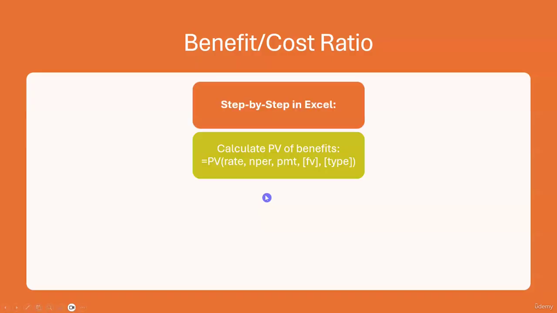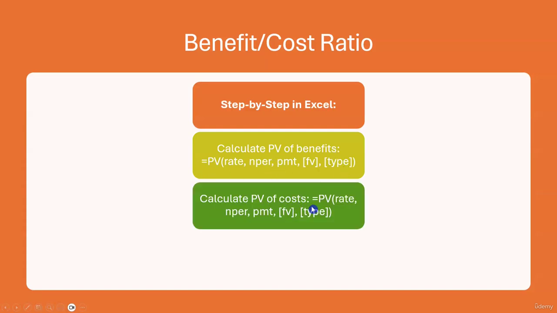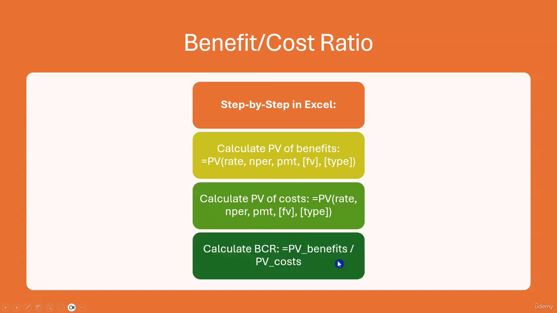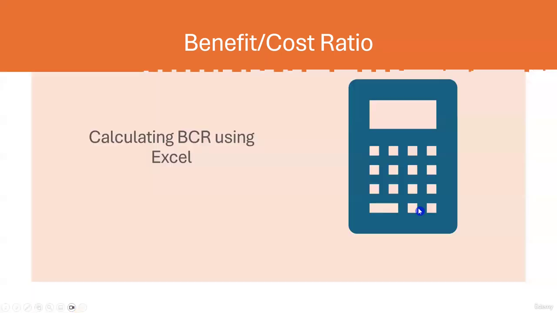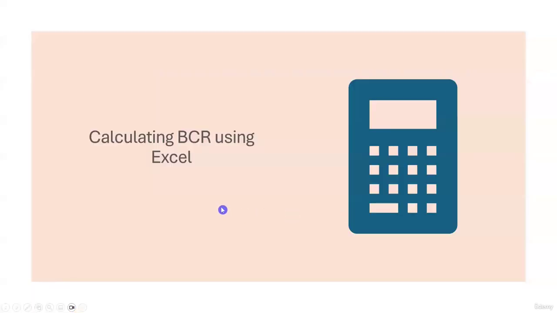If it is less than 1, it is not a good project. Step-by-step calculation in Excel. First, calculate the present value of benefits using this formula. Next, calculate the present value of costs using this formula, which is again the same formula as before. Finally, divide the present value of benefits by the present value of costs. Next, I'm going to demonstrate how to calculate the BCR using Excel.